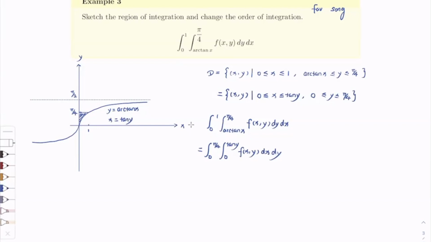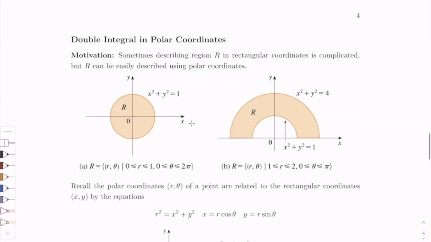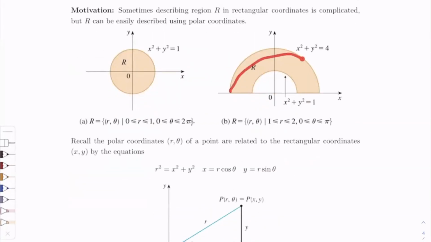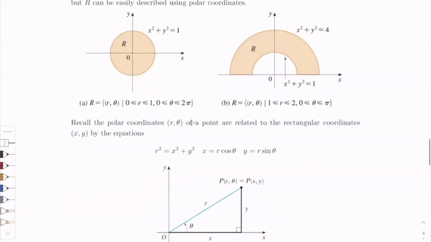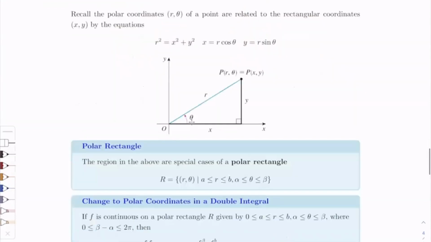So let's move on from general region. Let's do double integral in polar coordinates. The motivation is that for some region, it's easier to describe it using polar coordinates, especially anything that involves a circle or part of a circle or something similar. And this is just review. You can transform your rectangular coordinates to polar coordinates in this way.